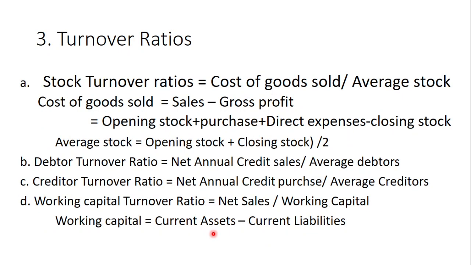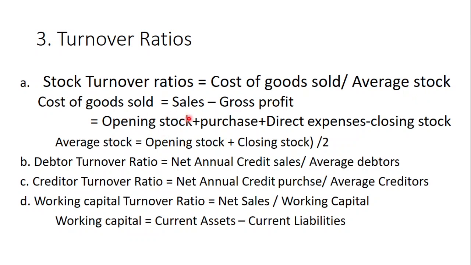Third type of ratio is turnover ratios. We have listed here four types of turnover ratios. First one is stock turnover ratio. Stock turnover ratio is equal to cost of goods sold divided by average stock.